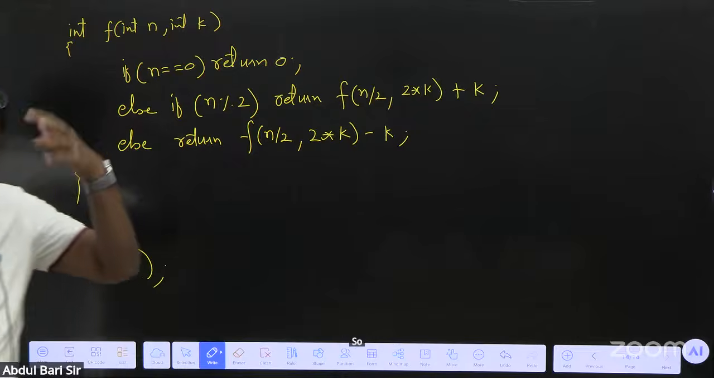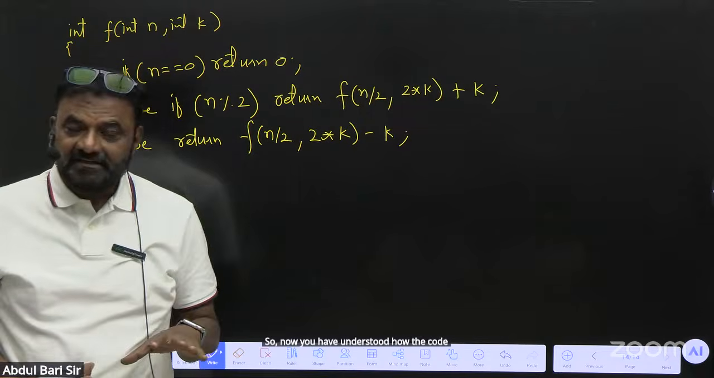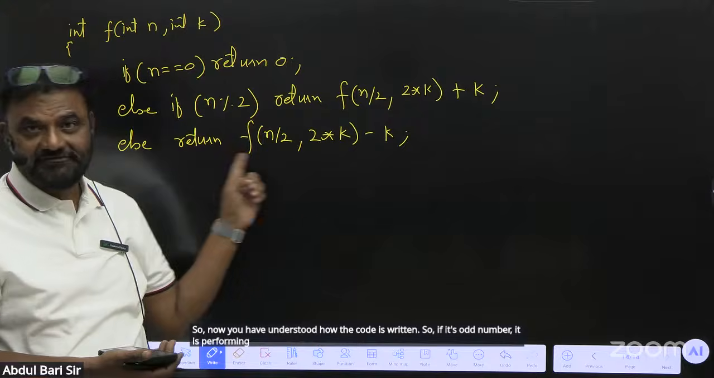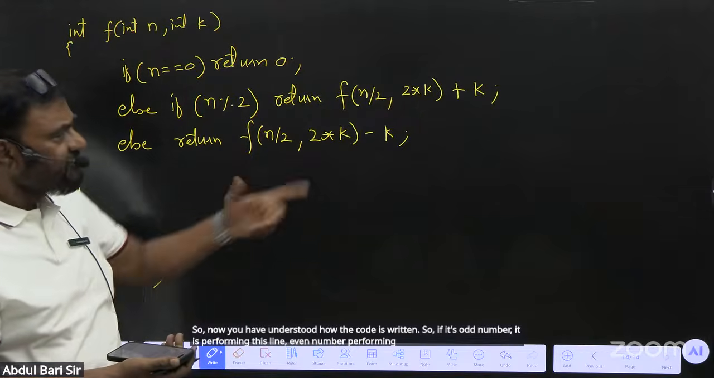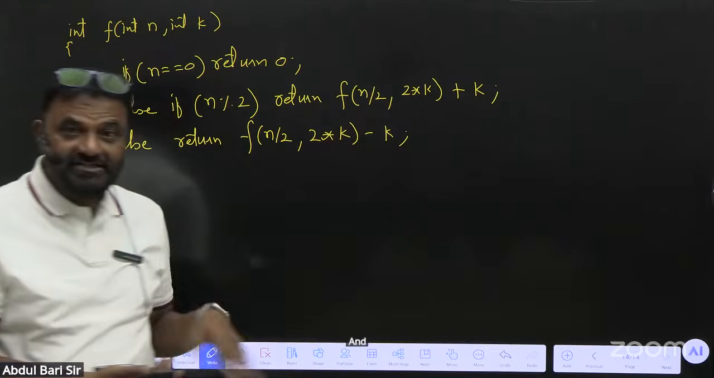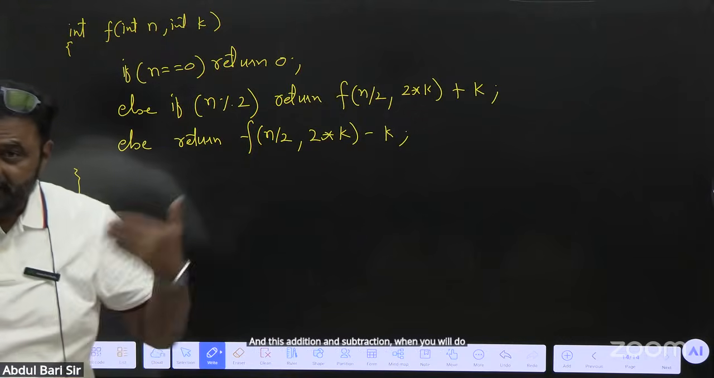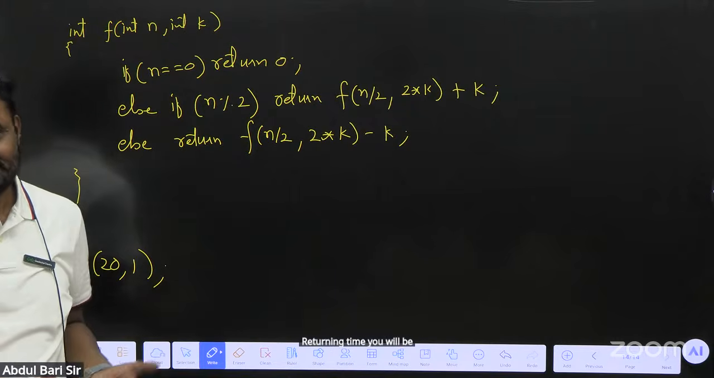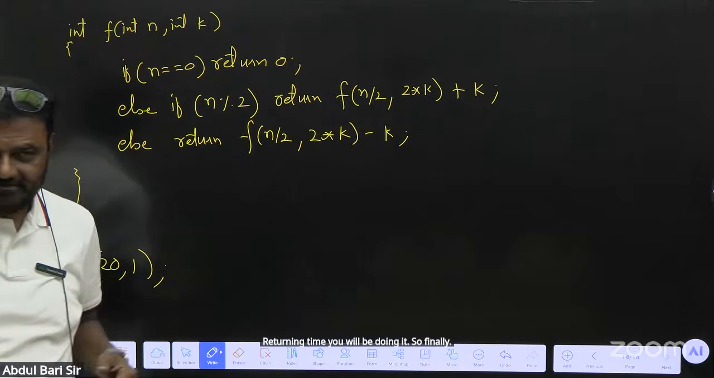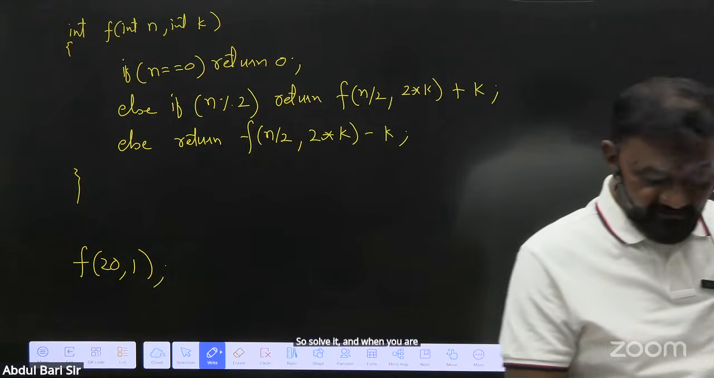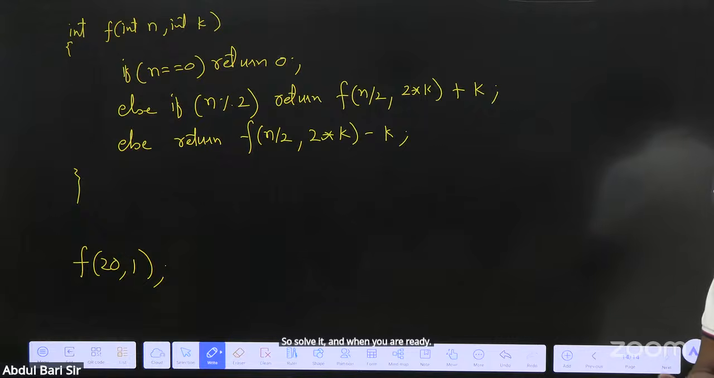So now you have understood how the code is written. So if it's odd number, it is performing this line, even number performing same this line. Only the difference is that this is plus and this is minus. And this addition and subtraction, when you will do, at calling time or returning time? Returning time you will be doing it. So finally you will get some answer. So solve it, and when you are ready, then only when I say answer, then only you answer it.